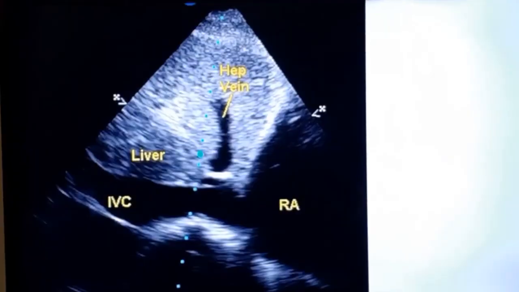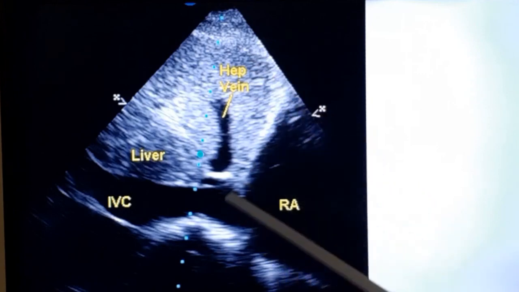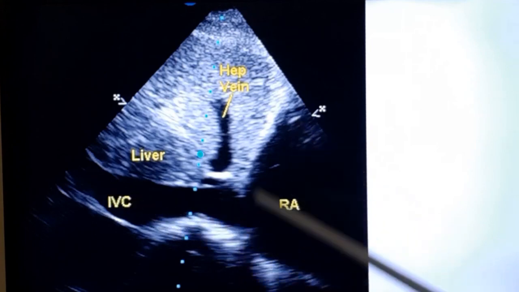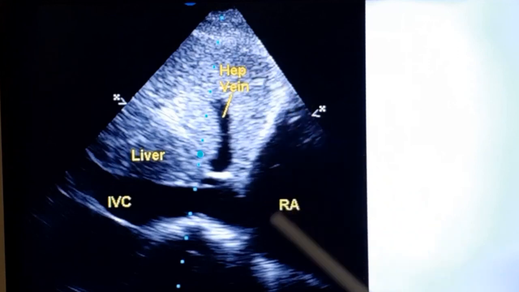Assessment of inferior vena cava by echocardiography is usually done from the subcostal view. This is the subcostal view. You can see the inferior vena cava, right atrium and part of the hepatic vein. This is the liver parenchyma.